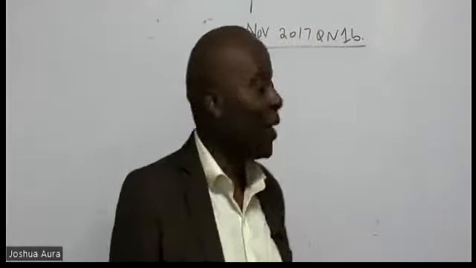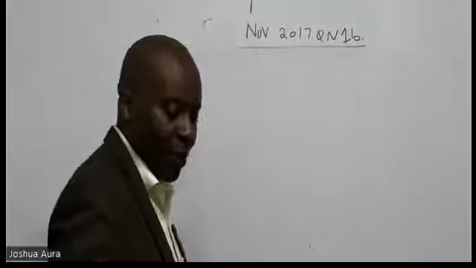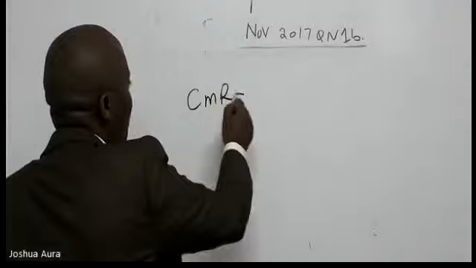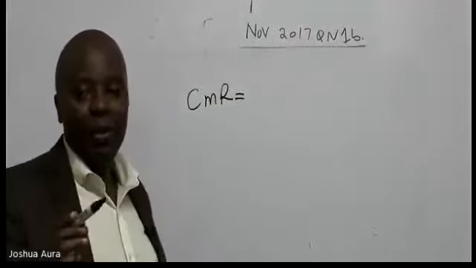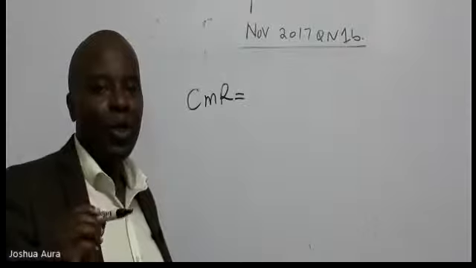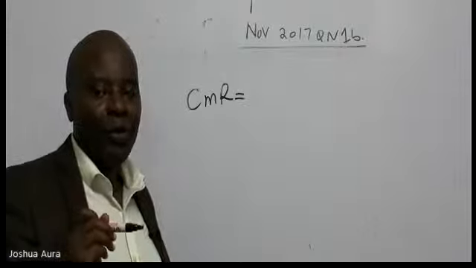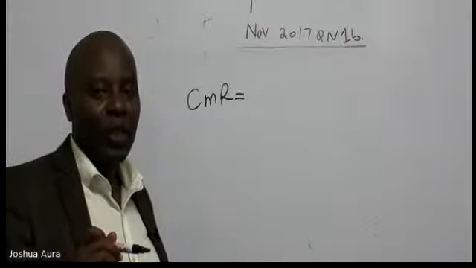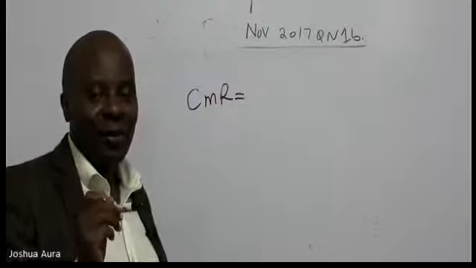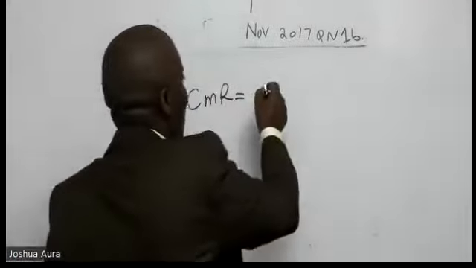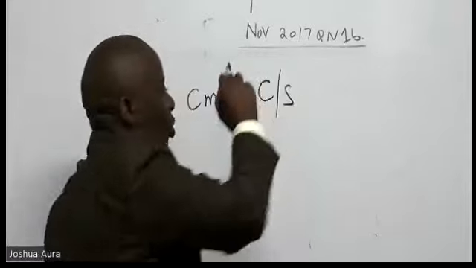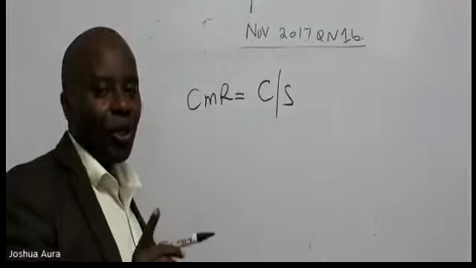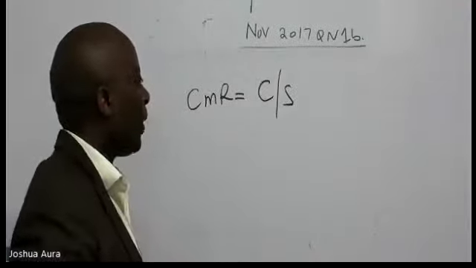This is quite a straightforward question, ladies and gentlemen. What they wanted me to do in this question is to remember the formula of contribution margin ratio. Is there anybody who is able to remember the formula of contribution margin ratio? Remember, contribution margin ratio is also known as what here? C over S ratio. It is also known as C over S ratio. Contributions to sales ratio. And how do we get it?